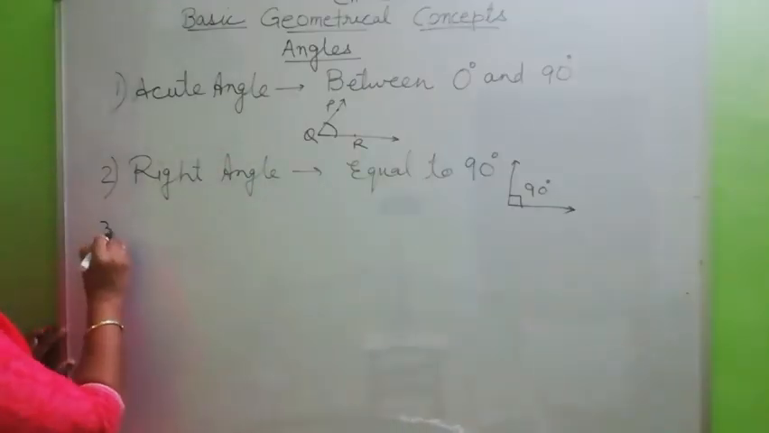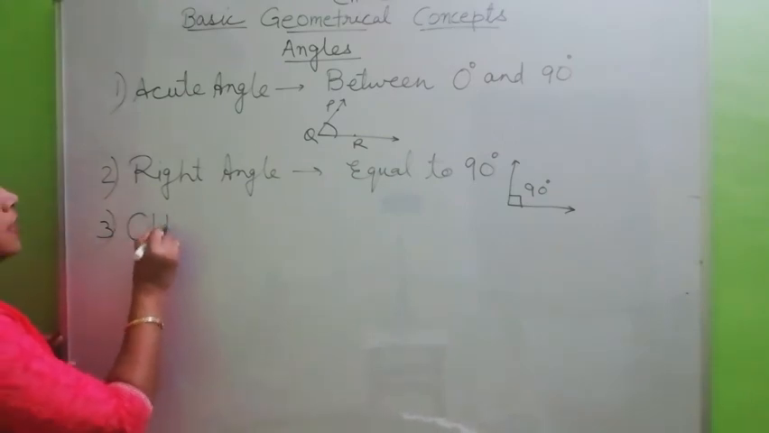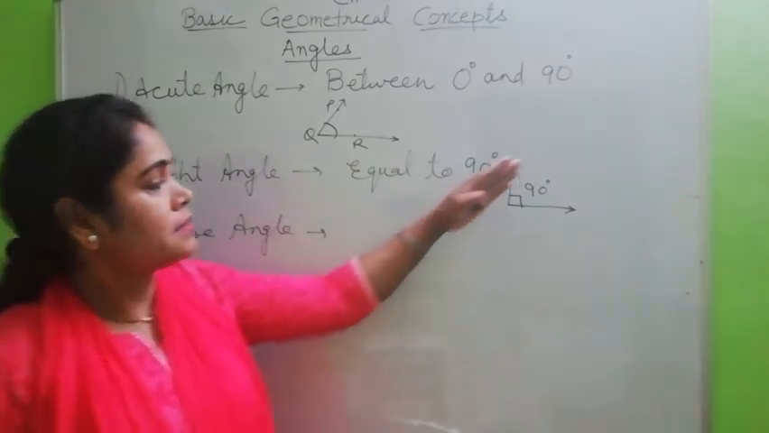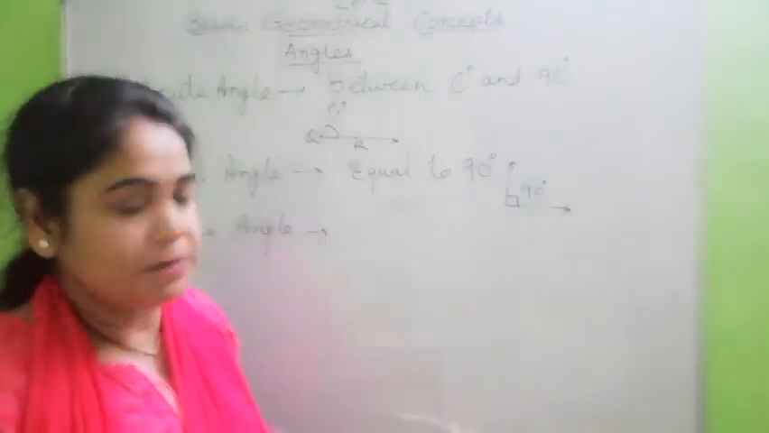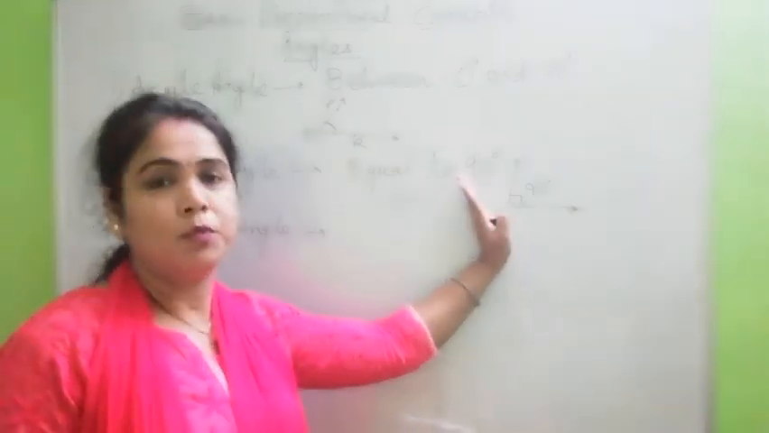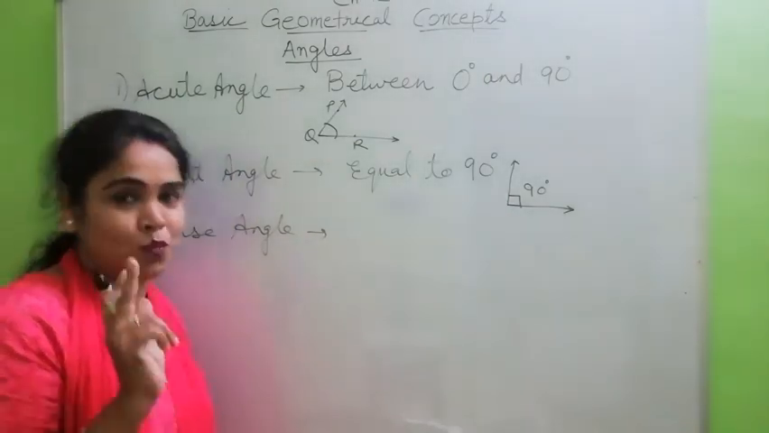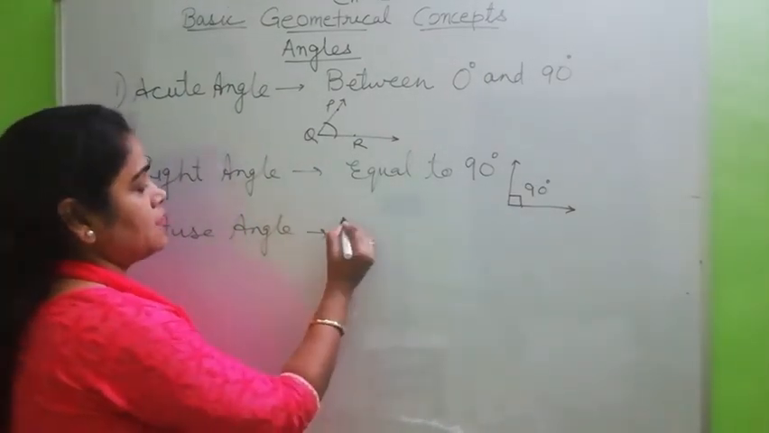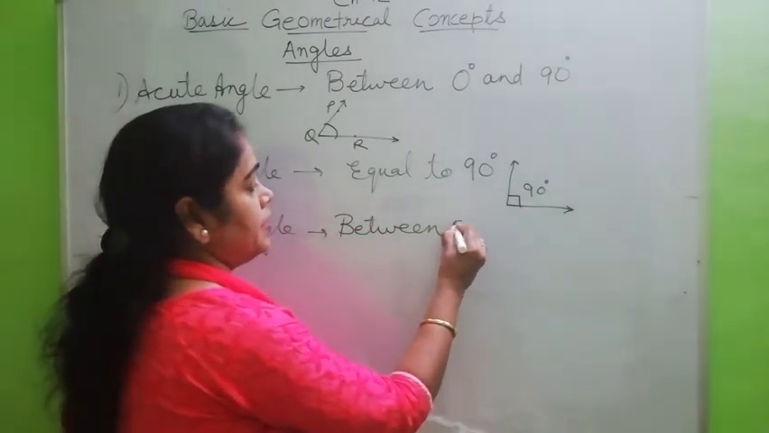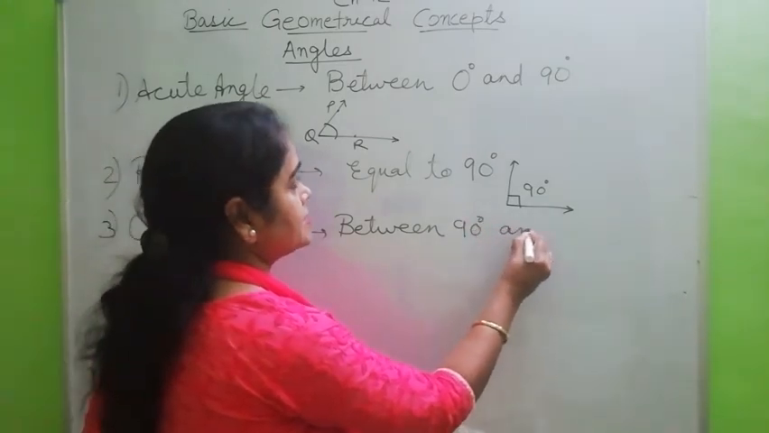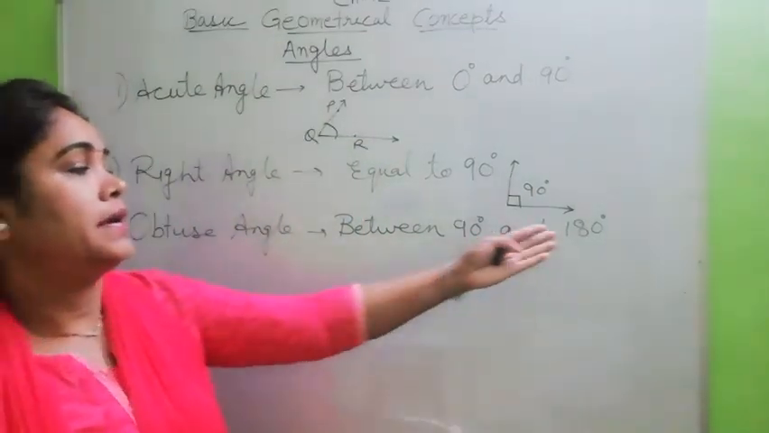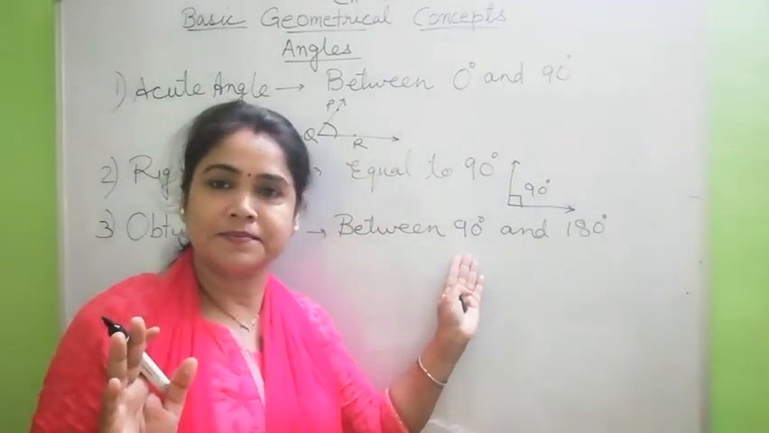If any angle is more than 90 degree, then it is called an obtuse angle. So more than 90 means, less than 90 was like this, so more than 90 means, just you move like this. The gap will be more than 90, but less than 180. So an obtuse angle is always between 90 degree and 180 degree. Means not equal to 180 degree or 90 degree.